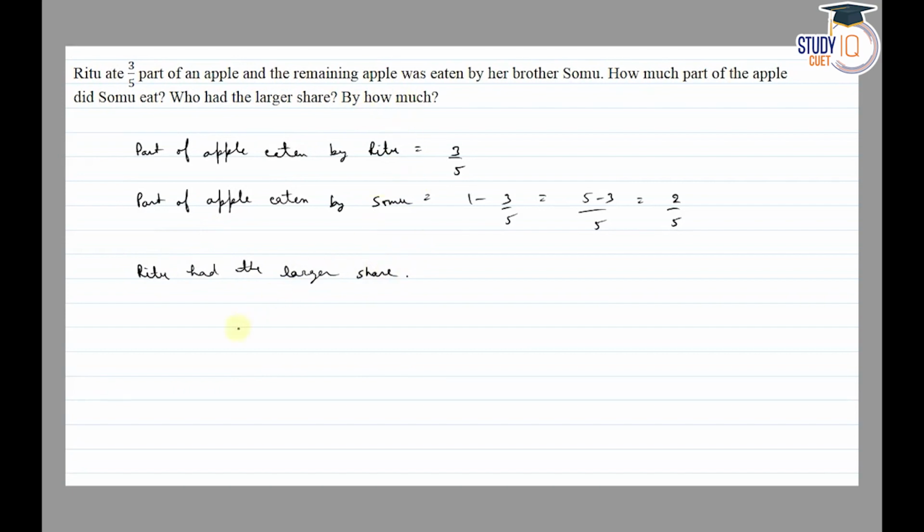By how much? So it's 3 by 5 minus 2 by 5 is equal to, denominator same है, so 3 minus 2 by 5 is equal to 1 by 5. So by how much? So it's 1 by 5. Thank you.